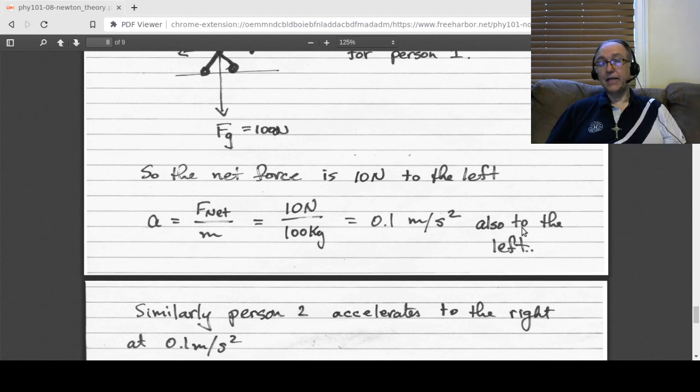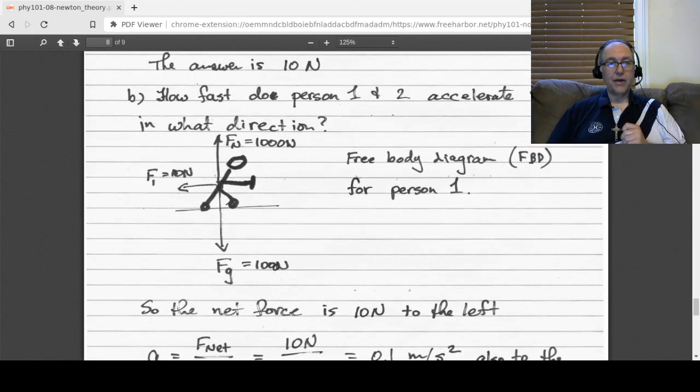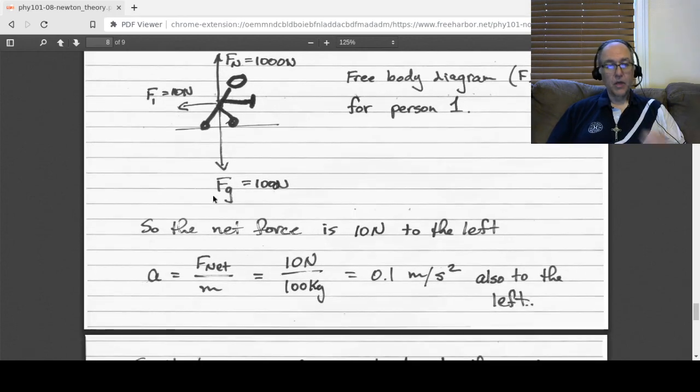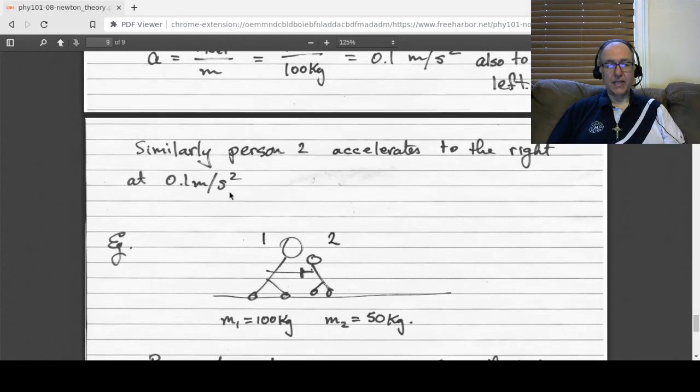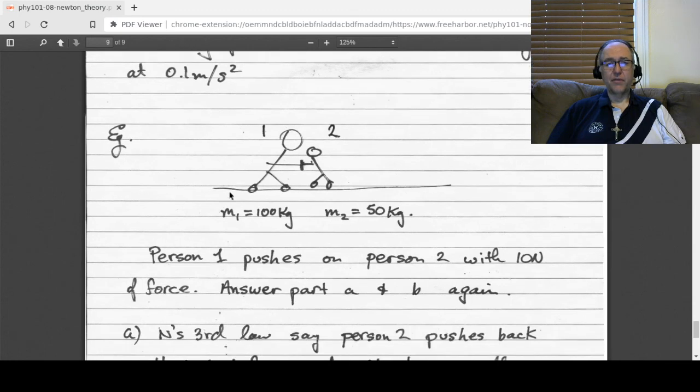All right. Now, I'm not going to do person number 2 because it's obvious. You do the exact same thing. You get the mirror image of the free body diagram here, like that. And you would just find that the acceleration would be 0.1 meters per second squared to the right. Okay, great. So now, that was pretty easy and fairly intuitive.